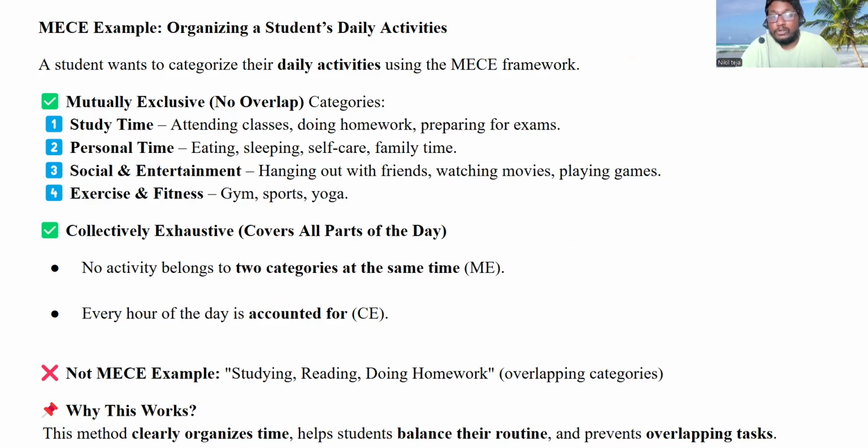Hanging out with friends, watching movies, playing games. So this is one of the categories, social and entertainment, and exercises and fitness, gym, sports, yoga. That is one category. So totally there are four categories, mutually exclusive, right?